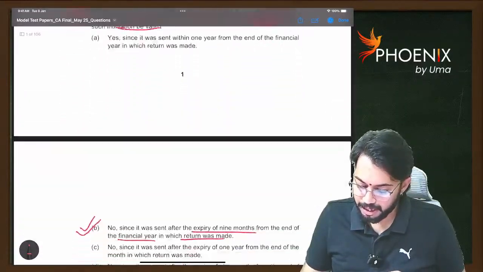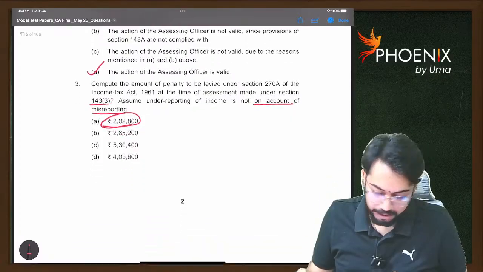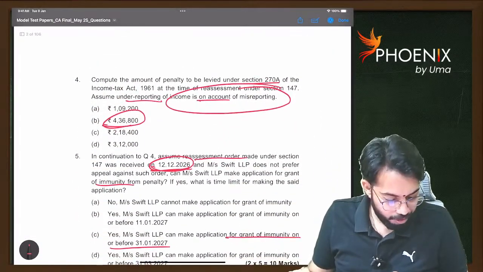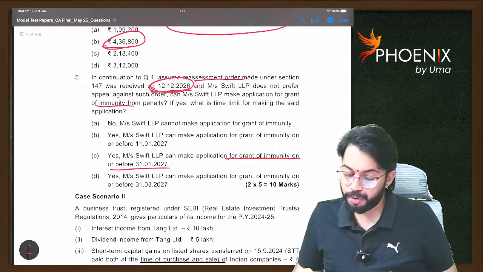So first answer is B, correct. Second answer D. Third answer A. Fourth answer B. Fifth answer A. No.